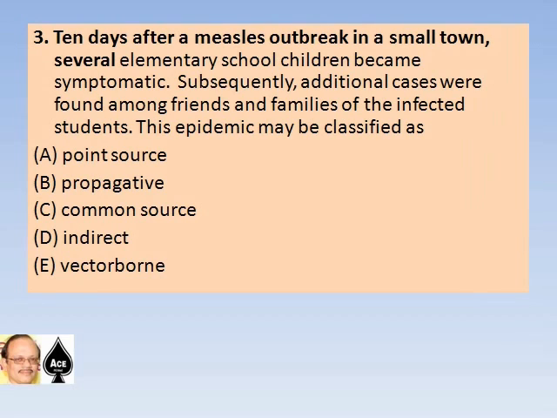The third question. 10 days after a measles outbreak in a small town, several elementary school children became symptomatic. Subsequently, additional cases were found among friends and families of the infected students. This epidemic may be classified as point source, propagative, common source, indirect, or vector-borne. What's the answer? Propagative.